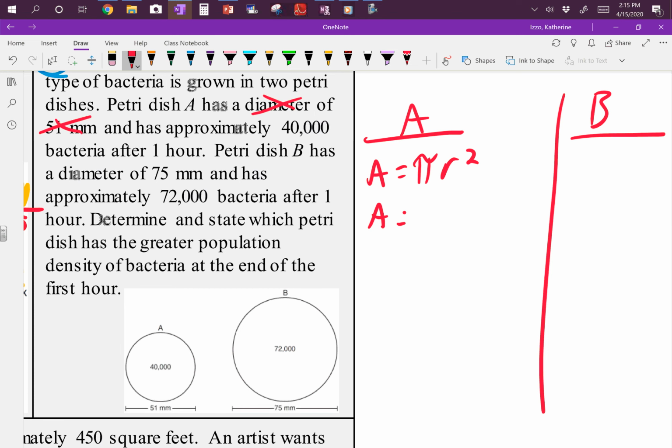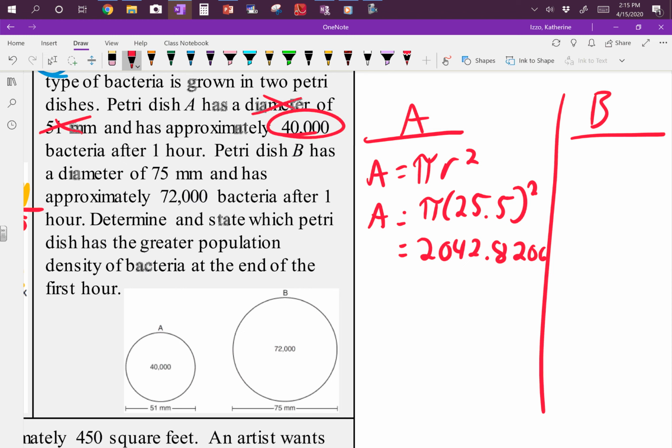Diameter does not help me. 51 divided by 2 gives me pi times 25.5 squared. So the area of this one is 2042.8206. All right, and we have to cram this many bacteria in it.